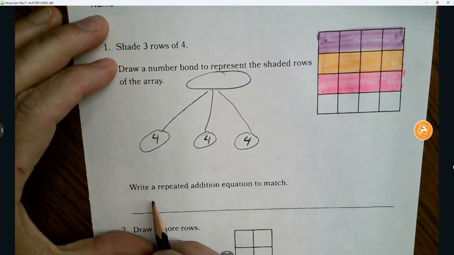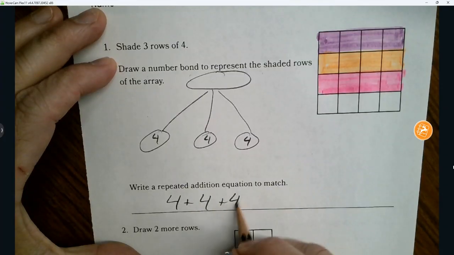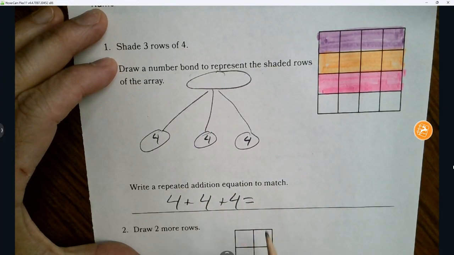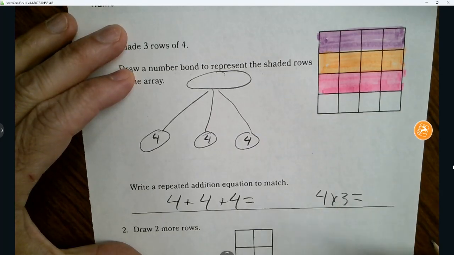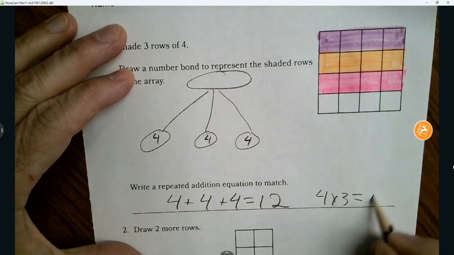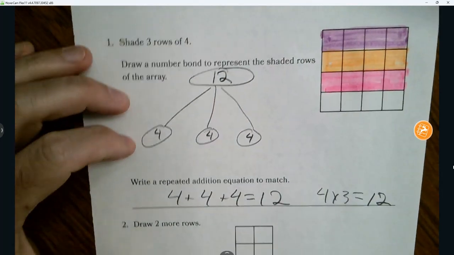Well, we can kind of do this together. It says write the repeated addition to match down here. All right, so 4 plus 4 plus 4 equals. So we see 4 3 times. Remember, this is also the same as 4 times 3 equals. And what is that? What's 4 plus 4 plus 4? Or 4 times 3? That's right. It's 12. And make sure you put 12 up there to complete our number bond.